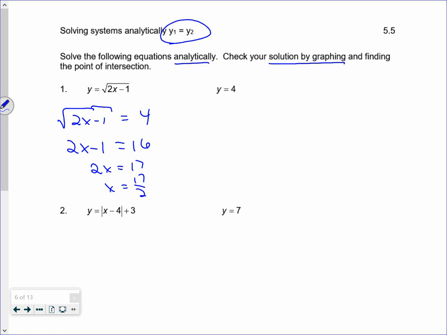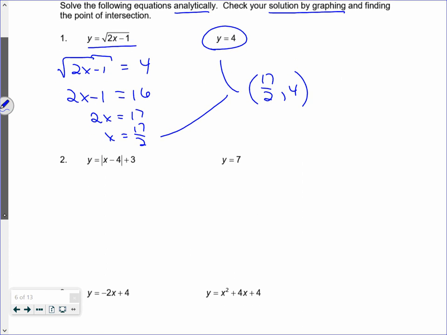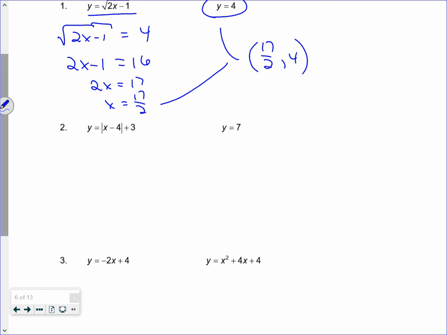And even though we got kind of an unpleasant x, that fraction 17 over 2 is not that bad, because guess what all of the y answers have to be for any problem that we do for number 1. That horizontal line y equals 4. So our point is 17 over 2, comma 4. If you check 17 over 2 back in the original equation here, you would still get 4. That's also another good way to check that you're getting the right answer.